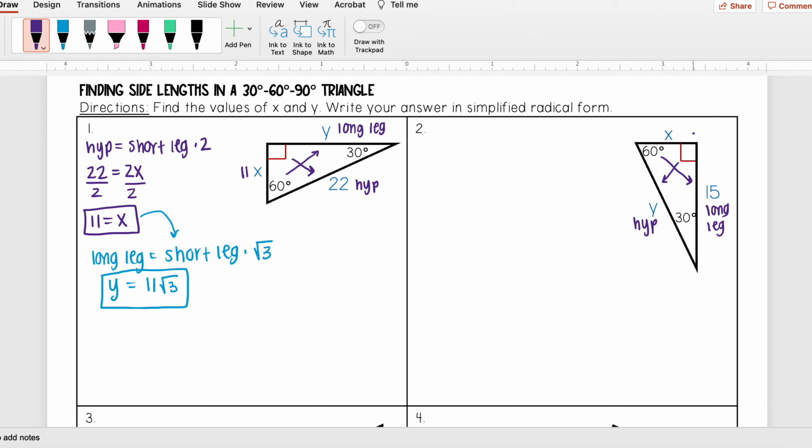Next, I need to figure out which equation I'm going to start with. Since I am given the value of my long leg, I'm going to actually start with that long leg equation this time. So I have that long leg is equal to short leg times square root of 3. Well, my long leg is 15, so I have 15 is equal to the short leg, which is x, times square root of 3. Next, I need to divide both sides by the square root of 3.